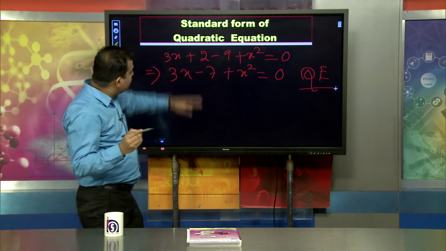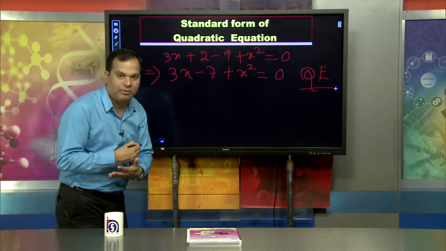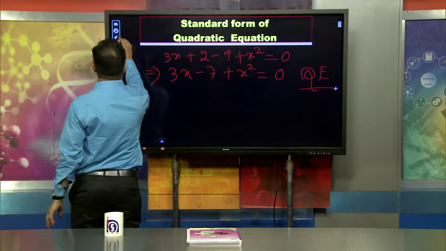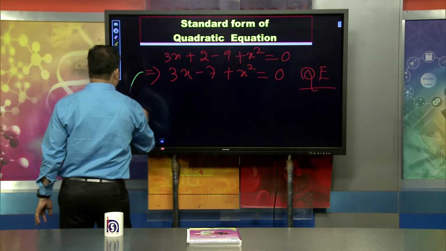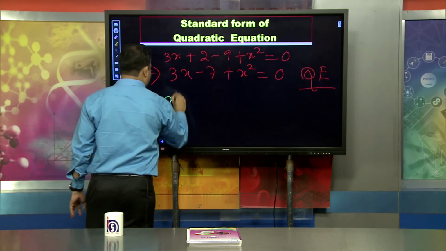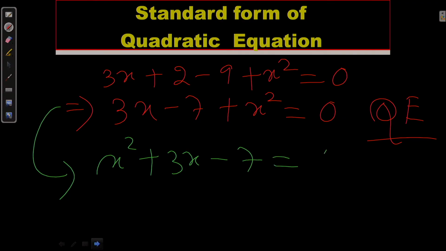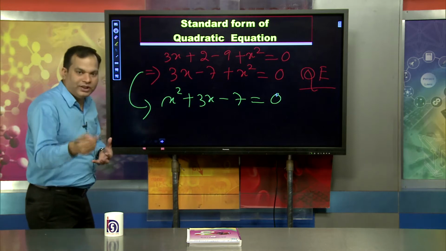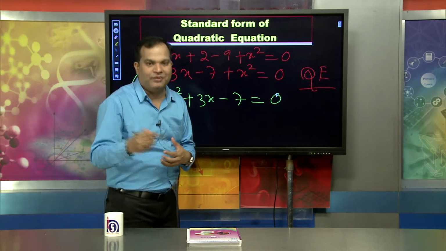However, it is not in the standard format, so we have to convert it into the standard format. How do we convert? Simply we can write x square plus 3x minus 7 equal to 0. That means we are just converting or equating it with the standard format, that is ax square plus bx plus c equal to 0.